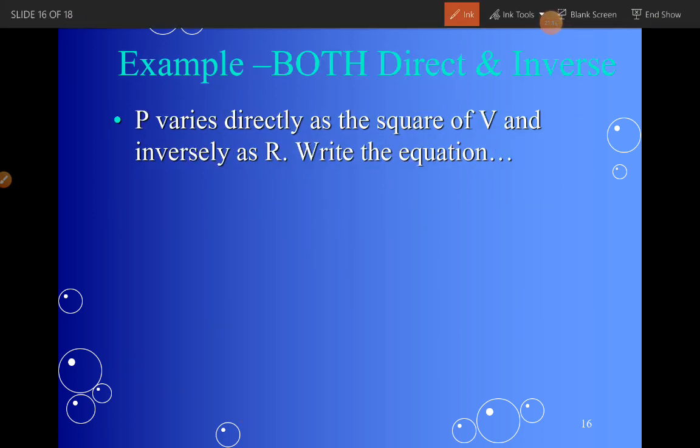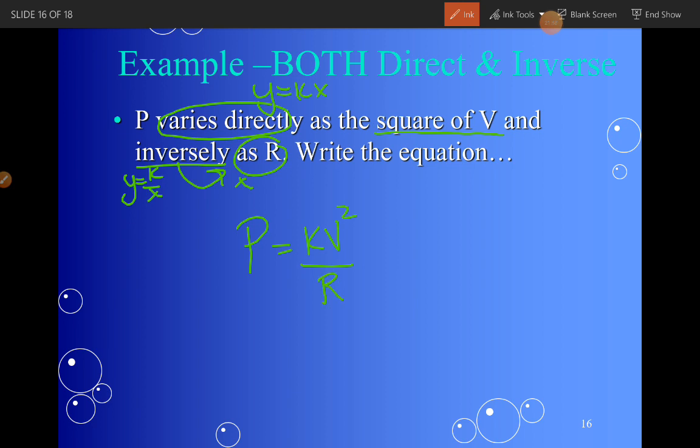Okay, now this one we don't have any solving to do. So p varies directly, again, varies directly, y is equal to kx, as the square of v. And then inversely, so let's talk about this first. So p varies directly as the square of v. So p is the y value. We have k and then the square of v. Okay? And inversely as the r, well, the inversely comes after, so that would be the x. We know x, if we look at our equation, x is in the denominator, so the r would go into the denominator, and that would be our equation.